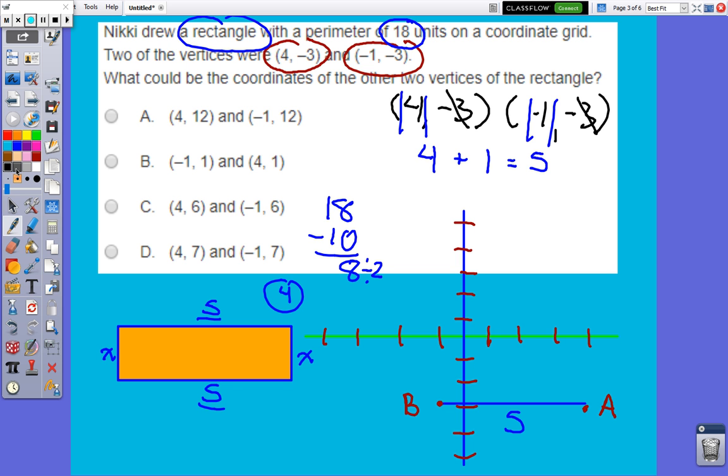Now, right now I'm at -3. If I go up 4 units, well, -3 to 0 is 3 units. Up 1 more is 4 units. So that would plot this point at (4, 1). If I go here and plot this up 4 units, -3 to 0 is 3 units, plus 1 more gives me 4 units. Hey, that gives me (-1, 1). There's my ordered pair: (-1, 1) and (4, 1). Hey, look at that. There is my answer. Again, it requires a little bit of math and drawing to help solve this.